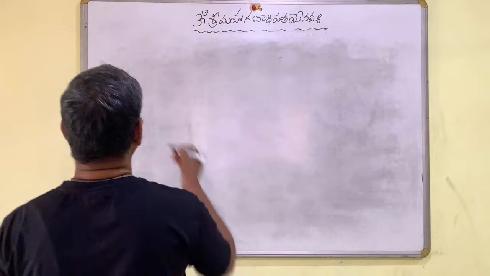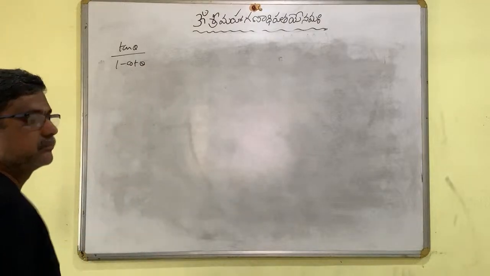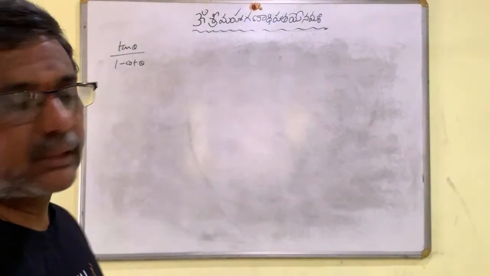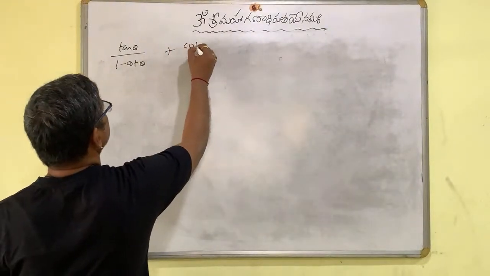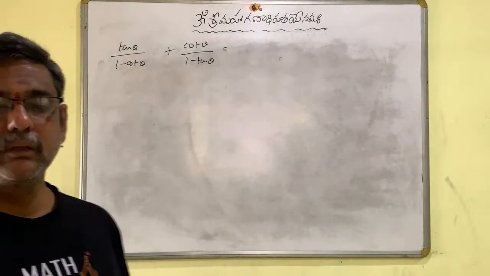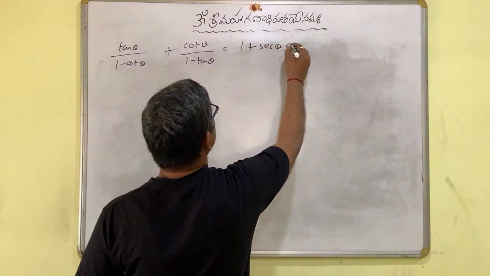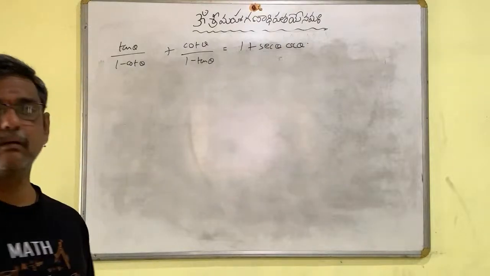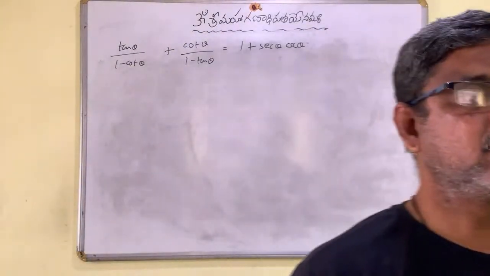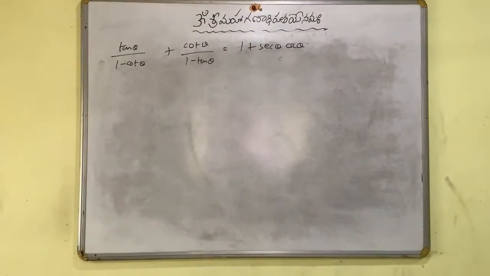Next question. Textbook question only. Prove that tan theta by 1 minus cot theta plus cot theta by 1 minus tan theta is equal to 1 plus secant theta cosecant theta. Okay na? Very important sum, and that too a textbook sum only.